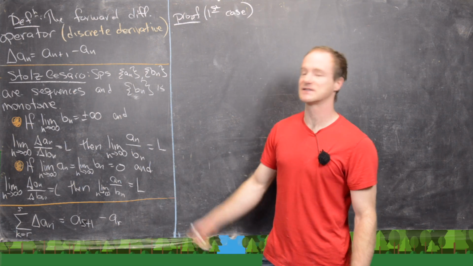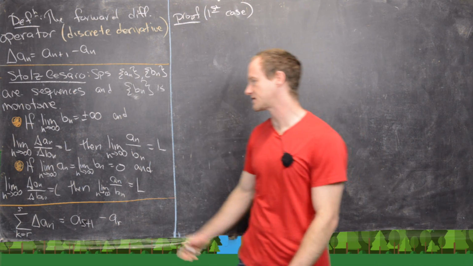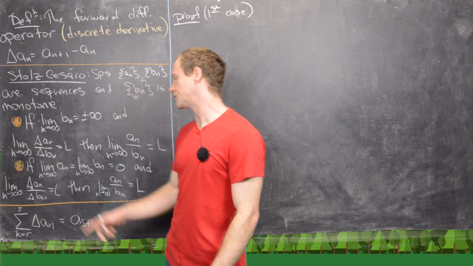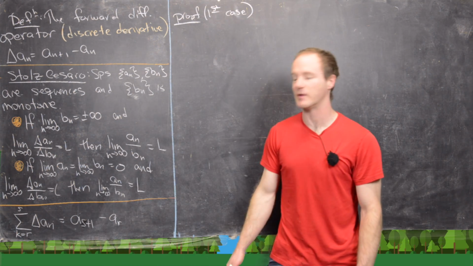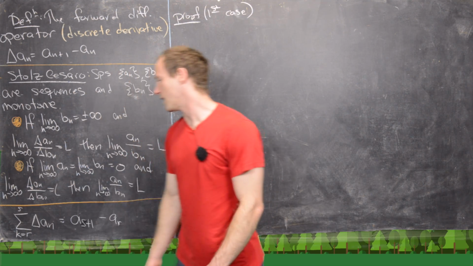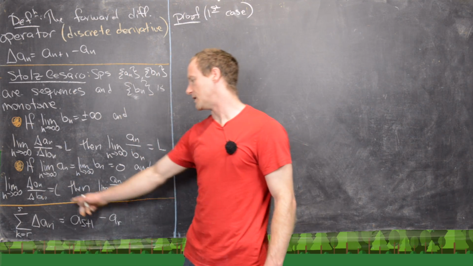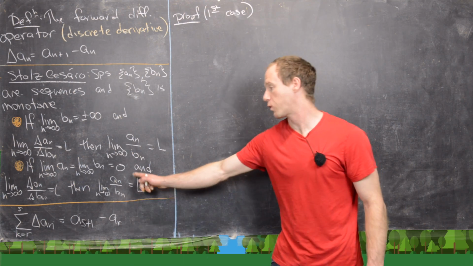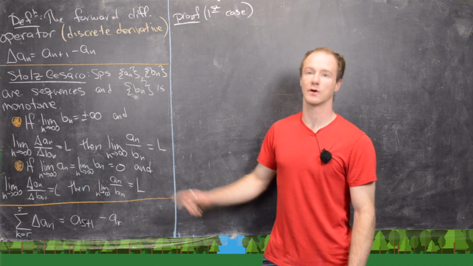And then the other case is like our 0 over 0 case. If the limit as n goes to infinity of a_n is the same thing as the limit of b_n, and that's 0, and the limit of delta a_n over delta b_n is L, then the limit of the quotient a_n over b_n is also L.